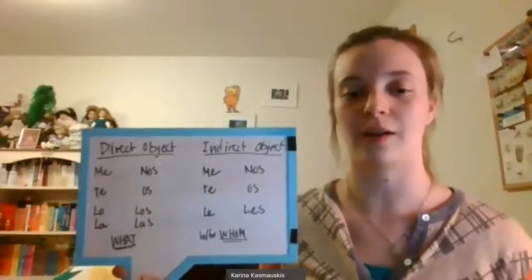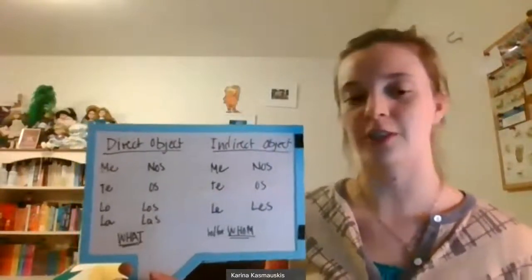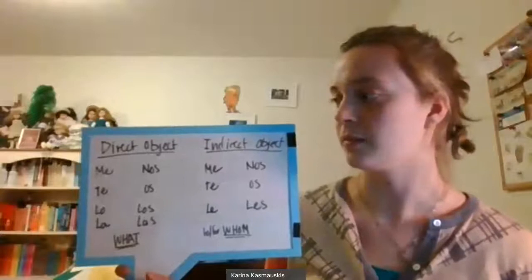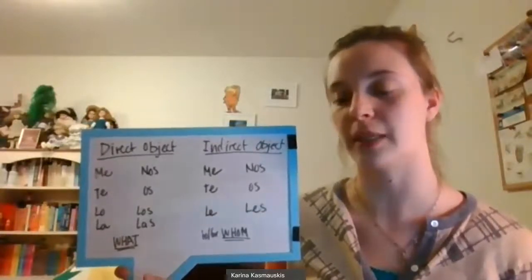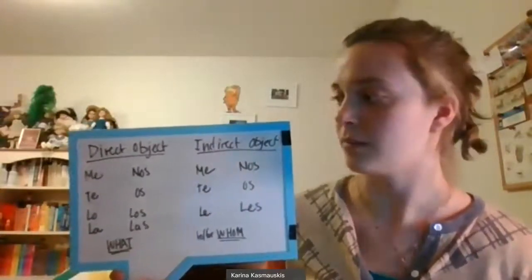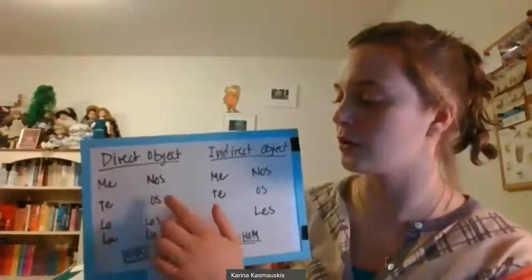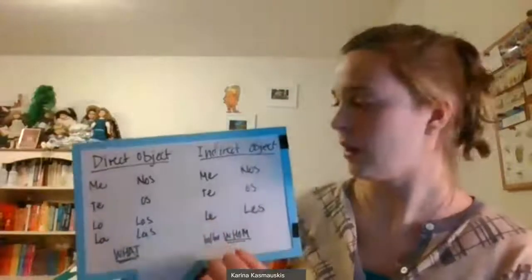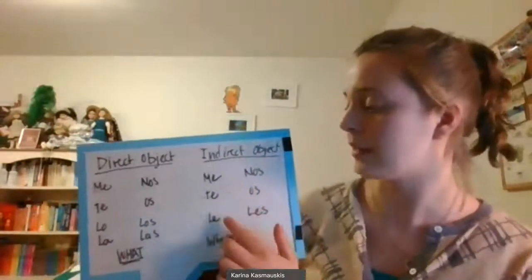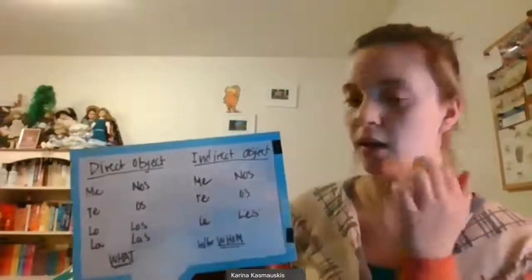We'll talk a little more about how to identify these. But first, I want to talk specifically about the pronouns that would replace certain words. For direct objects, you have me, te, lo, la, nos, os, los, and las. And for indirect objects, you have me, te, le, nos, os, les.